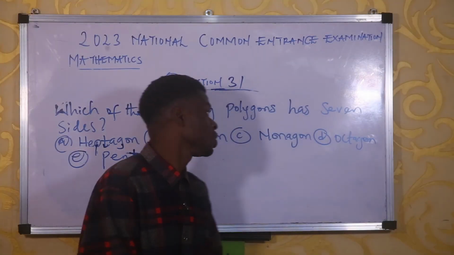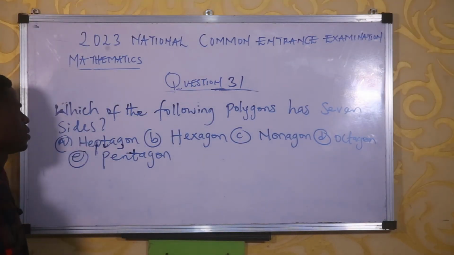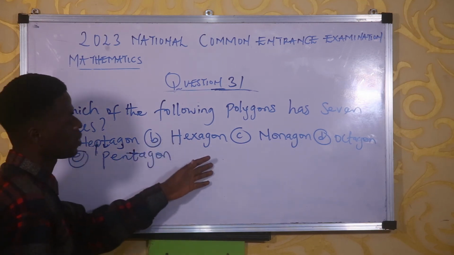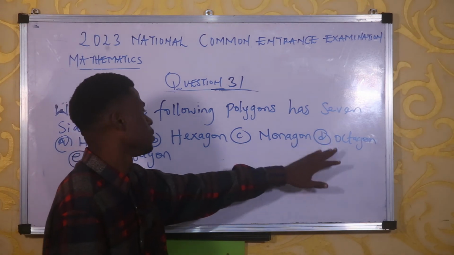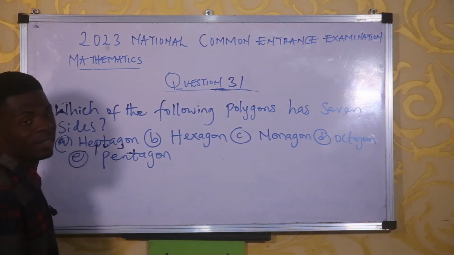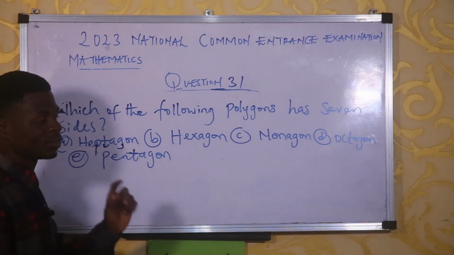Question 21 says, which of the following polygons has 7 sides? We have A, hexagon, B, hexagon, C, nonagon, D, octagon, and E, pentagon. So option A is the polygon that has 7 sides.